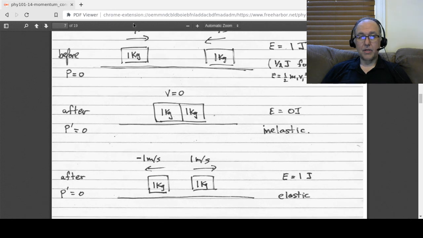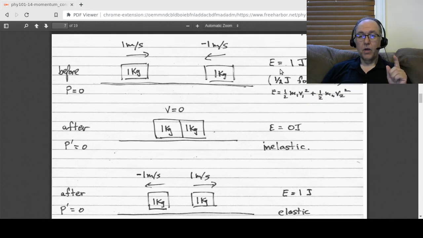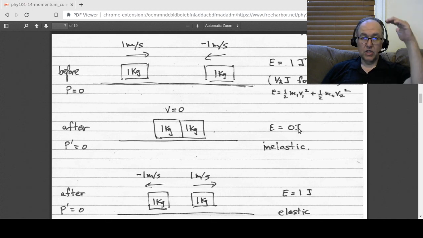So take a look at what happened. The before picture, 0 momentum before, 0 momentum after. Good, because momentum must be conserved. Was energy conserved? No. We had 1 joule before, 0 joules after. So the energy went from 1 joule down to 0 joules. Where did that energy go?